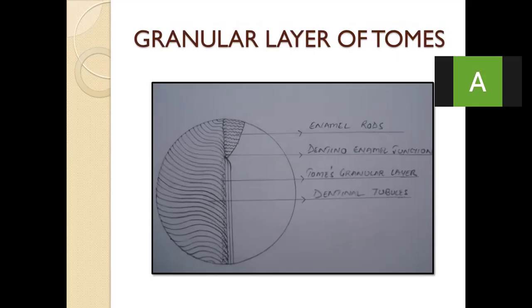Next, we have Tomes' granular layer. This Tomes' granular layer is a layer which is seen in the radicular dentin. It is nothing but the coalescing and looping of dental tubules near the dentinocemental junction. The thickness of the Tomes' granular layer increases from the cervical region to the apex of the tooth.